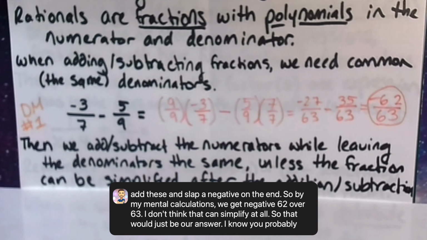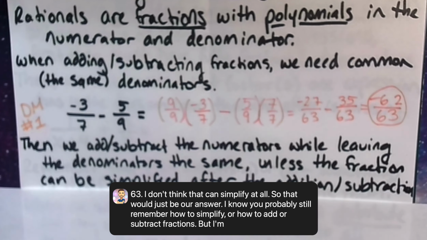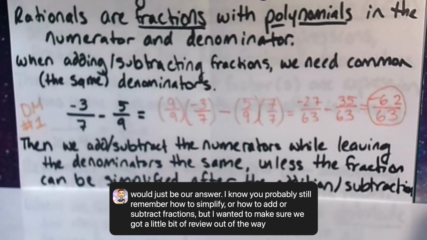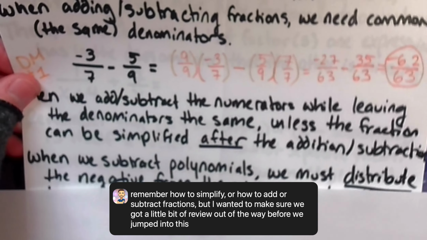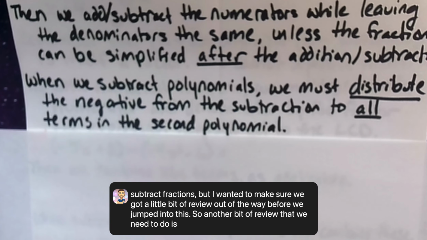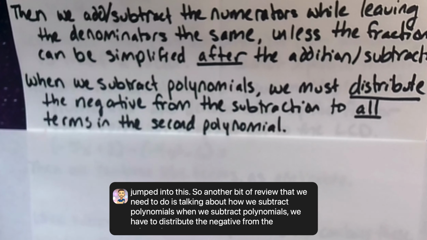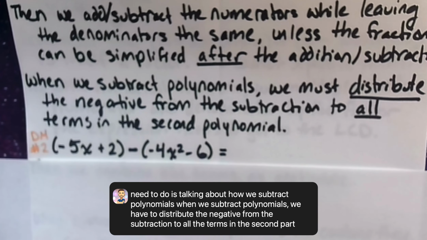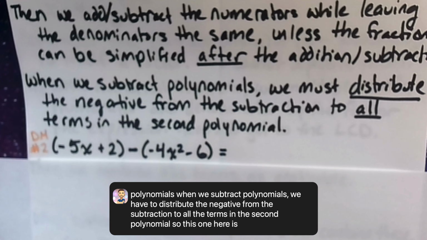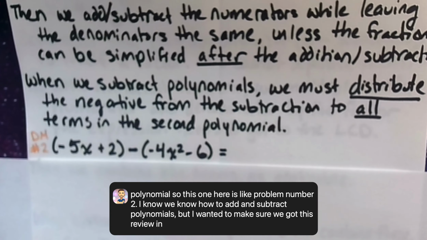I know you probably still remember how to add or subtract fractions, but I wanted to make sure we got a little bit of review out of the way before we jumped into this. So another bit of review that we need to do is talking about how we subtract polynomials. When we subtract polynomials, we have to distribute the negative from the subtraction to all the terms in the second polynomial. So this one here is like problem number 2. I know we know how to add and subtract polynomials, but I wanted to make sure we got this review in so that I could clarify stuff before we moved on.